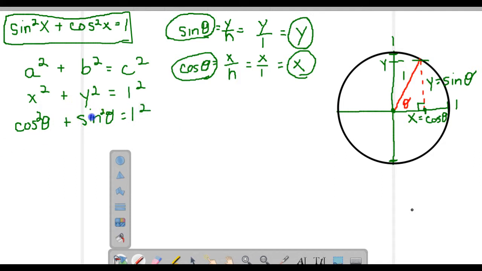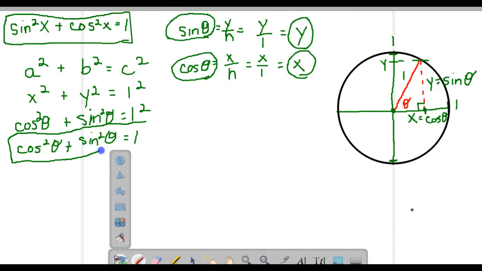So there you have it. That's where we got that identity. Now 1 squared is just 1. So cosine squared of theta plus sine squared of theta equals 1. So we got what we intended on showing. Okay? So there you have it. Most important identity in my book.